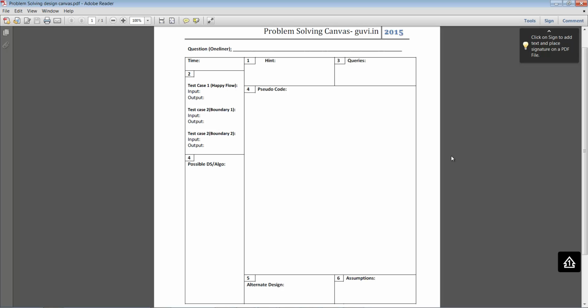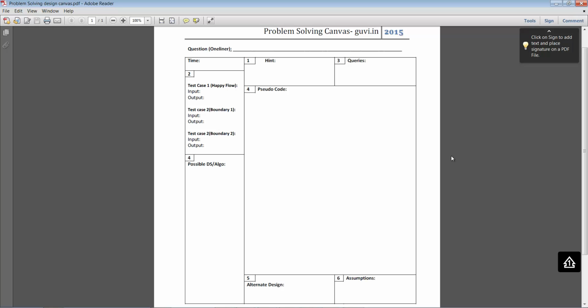Hi friends, good morning. In this short video, we'll have a look at how to approach a problem when you are trying to solve one. There are a number of ways to solve it. This is one such approach which we have figured out, and it may work or it may not work. This is inspired from the business model canvas.